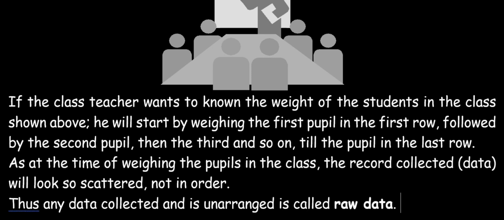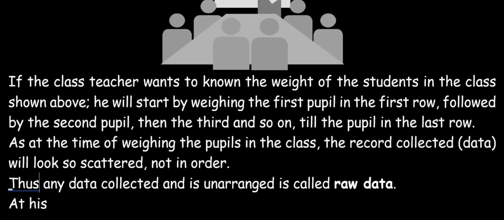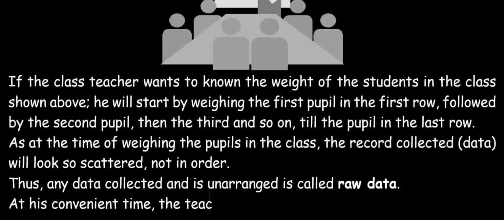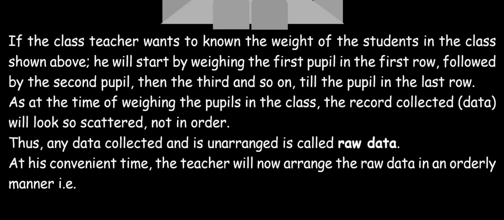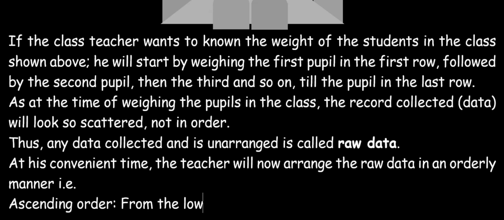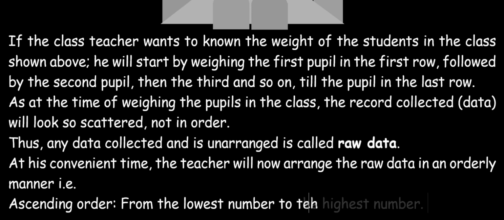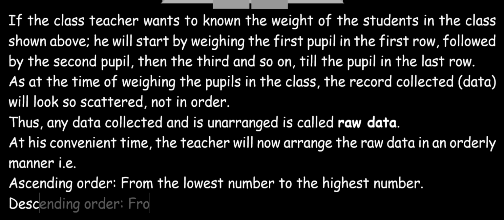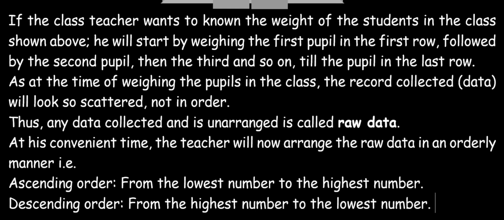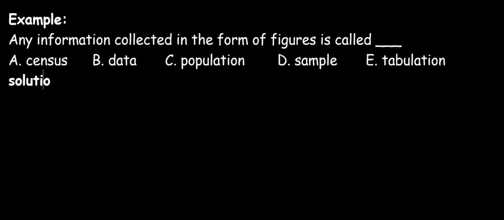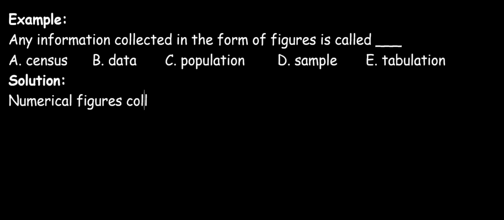At his convenient time, the teacher will now arrange the raw data in an orderly manner. In the case of ascending order, that is from the lowest number to the highest number. In the case of descending order, from the highest number to the lowest number. Let's take an example. Any information collected in the form of figures is called, options are given. Solution: numerical figures collected are known as data.